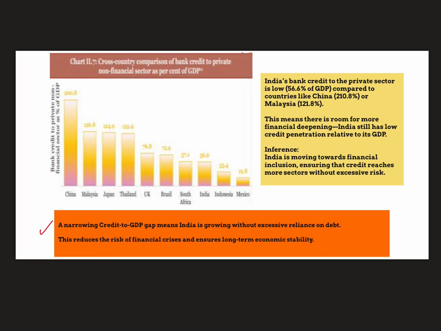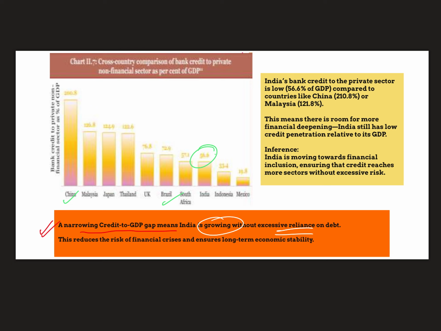This is exactly what the Economic Survey says. The narrowing credit to GDP gap means India is growing without taking unnecessary risk. And we are also comparing our economy with other similarly placed economies. Look at this chart: China, Malaysia, Brazil. India is placed somewhere here.